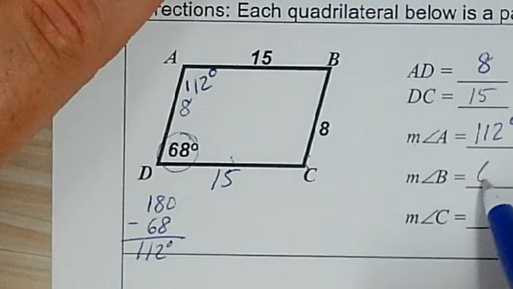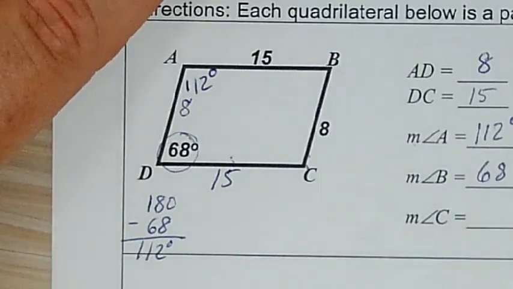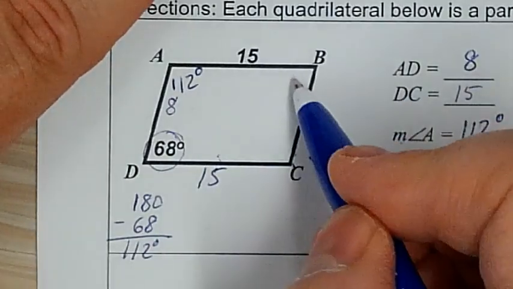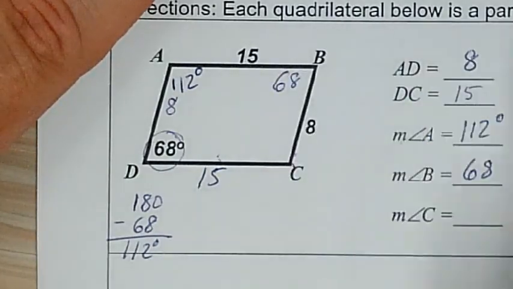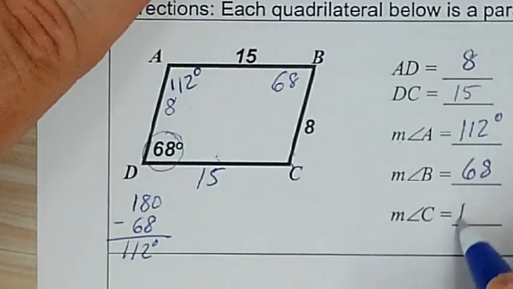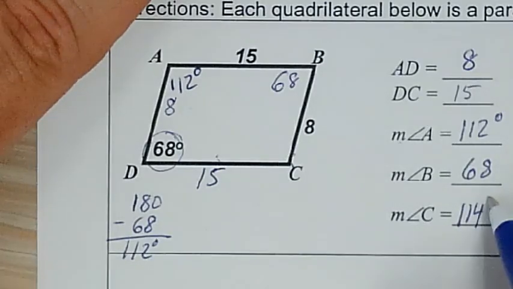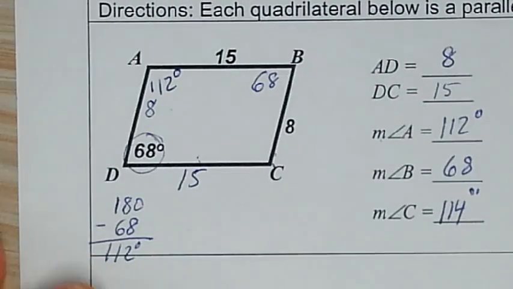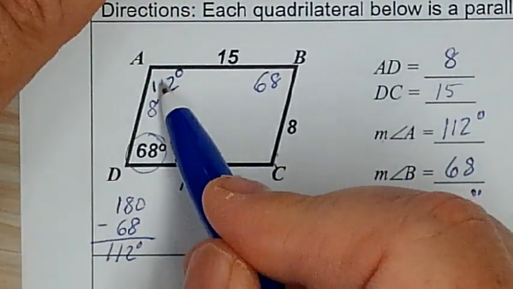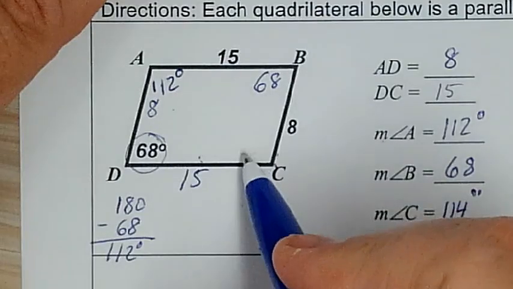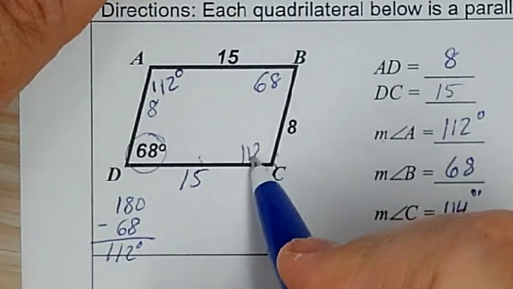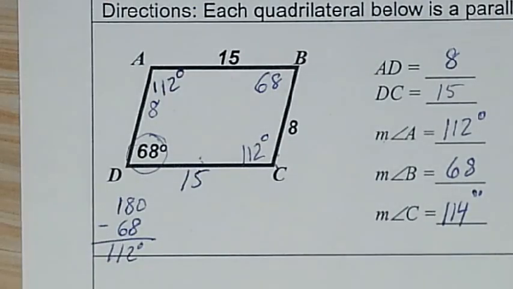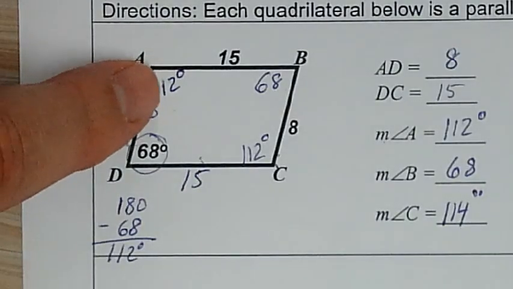Why? Because opposite angles are congruent. So guess what? I'm going to write it here too. That's 68. Angle C has to be 112. And for what reason? Opposite sides. No, not opposite sides, but opposite angles. Someone said opposite sides, but it's not sides. When you see the degree mark, the degree mark is talking about angles. Opposite angles are congruent.